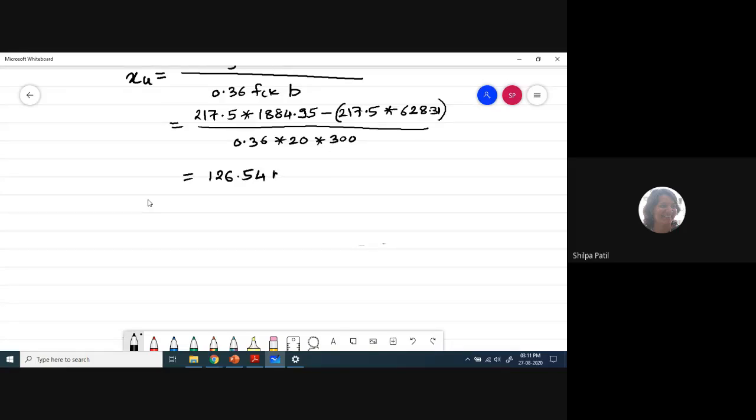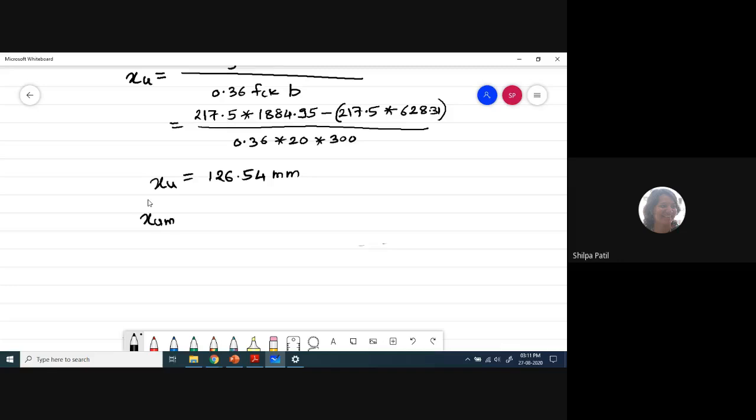126.54. This is the XU value. Now we have to compare this value with XU max. Otherwise, we have to limit the XU value to the maximum value, right? So how to find out XU max now?